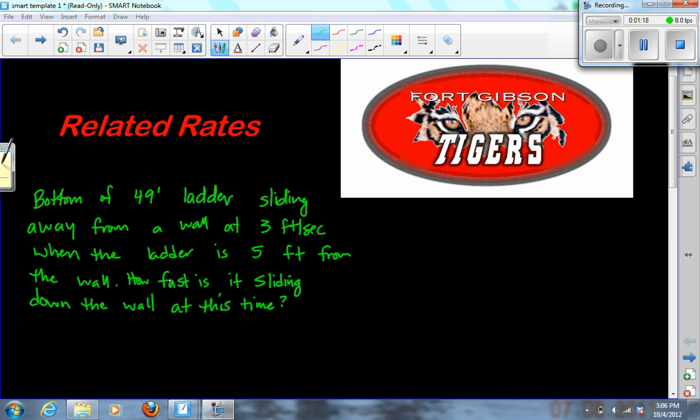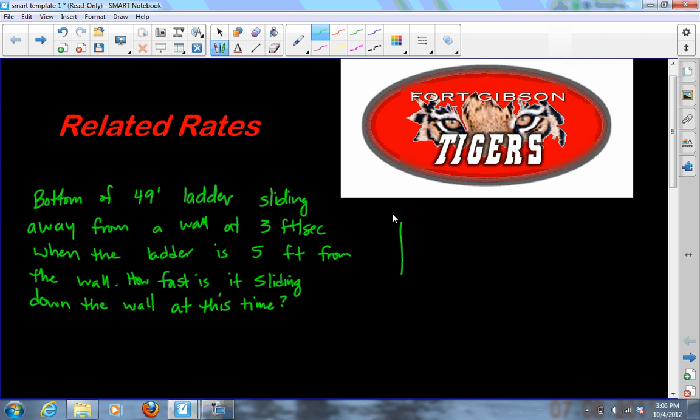This is a pretty typical related rate problem, talking about the bottom of a ladder sliding away from a wall. So I might have a building here, and a ladder is leaned against the building, and the ladder starts to slide away from the building. Oh no, a person's going down the building, the bottom of the ladder is going away from the building, so you can see how this would be a triangle.